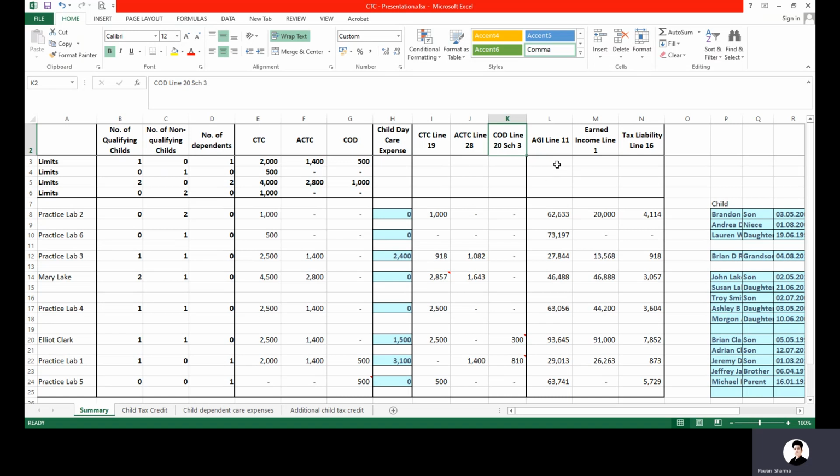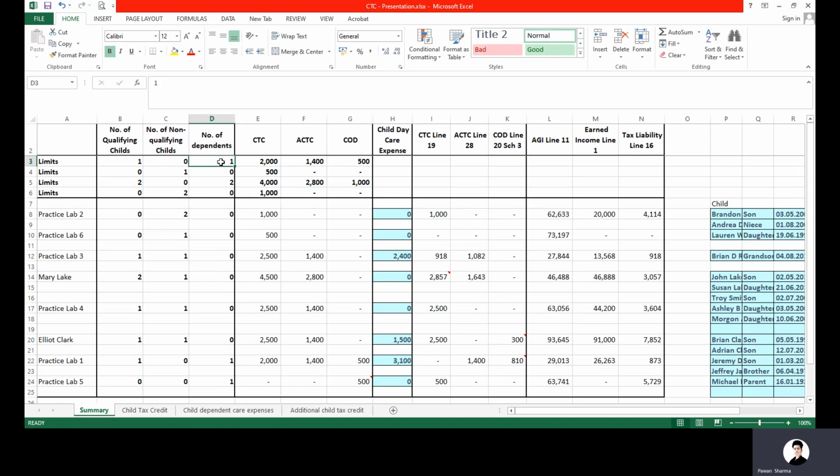Credit for other dependents. Three things matter when you calculate CTC, ACTC and credit for other dependents, which are AGI, earned income, and tax liability. Let's discuss one by one. I have one qualifying child. What does that mean? I have one qualifying child because I have a boy who is under 17 and is a dependent. So he is my qualifying child. He is eligible for $2,000 CTC.